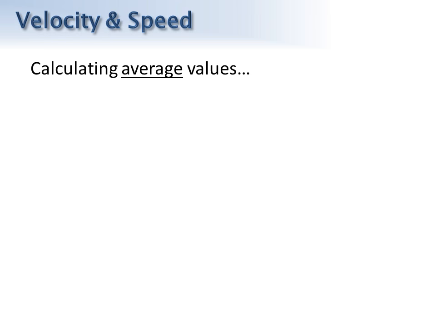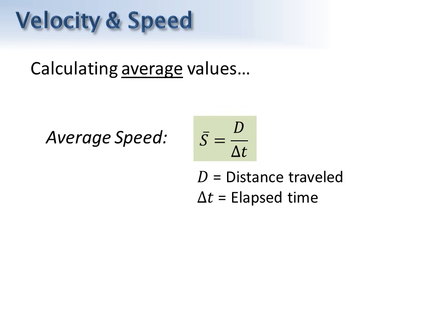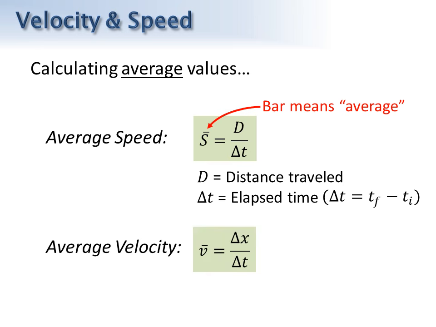For practical reasons, it's often easier to calculate the average speed and velocity rather than the instantaneous values. So here's the equation for the average speed, where d is the distance traveled and delta t is the elapsed time. And we can calculate delta t by t final minus t initial, which we should now know based on our previous discussion of what delta means. Also, note the bar I put over the s for speed. The bar means average. So when you see me use that, I'm identifying the variable as an average. And here's the equation for the average velocity.